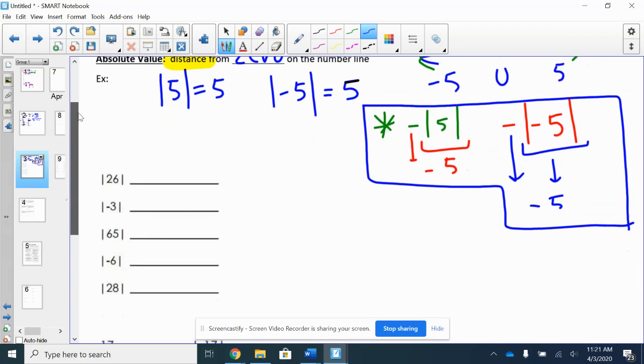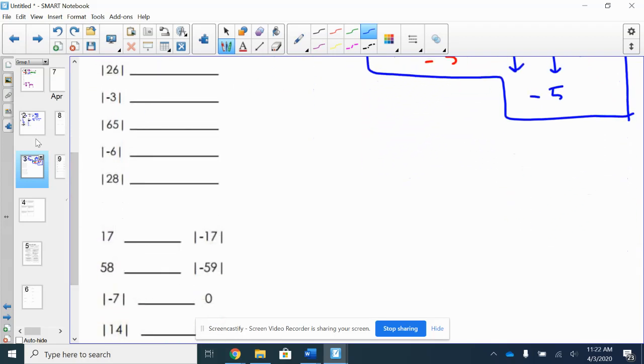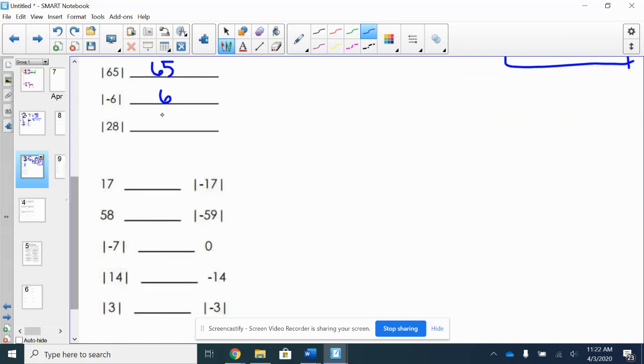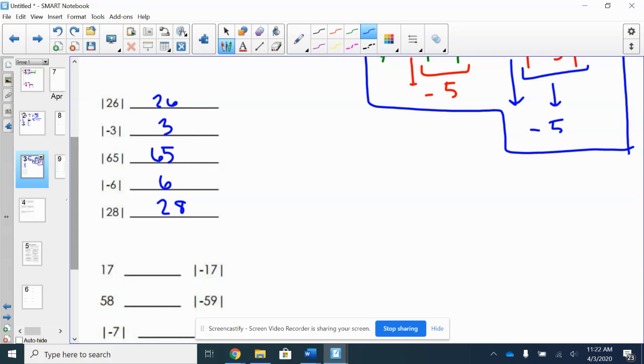So as always, feel free to pause the video and work through these examples. The absolute value of numbers, remember, is the distance that number is to 0, and it's always positive if the number is within the brackets. So the absolute value of 26 is 26. Super simple. The absolute value of -3 is 3. Absolute value of 65, 65. Absolute value of -6 is 6. Absolute value of 28, 28. Your IXL lesson for this unit is going to be super fast.